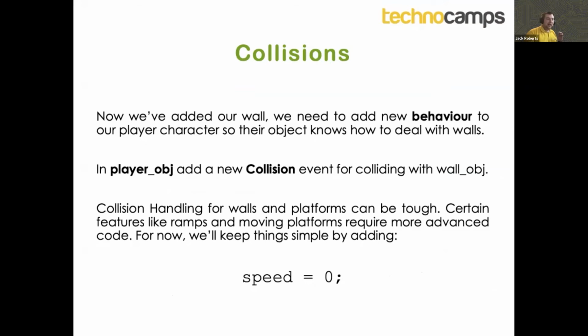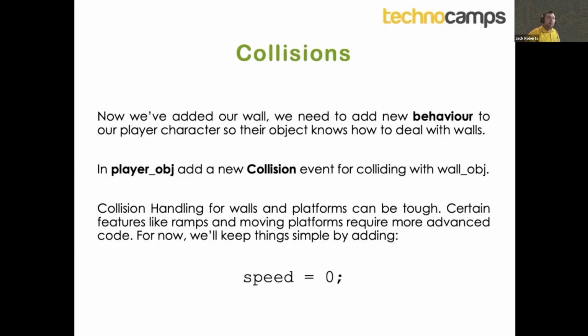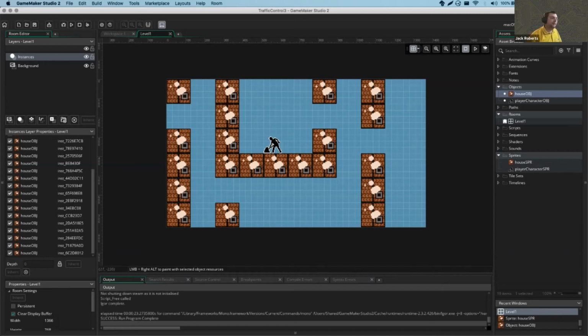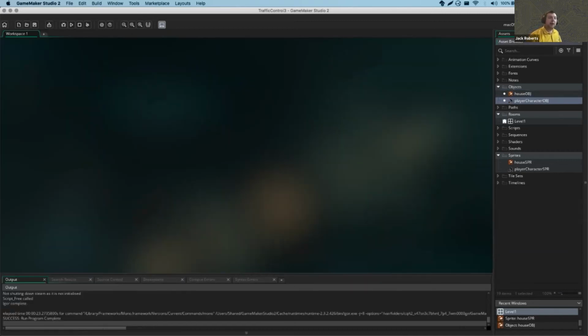Collisions, however, are tough. They're quite difficult to program. So things like ramps, moving platforms, things like that require much more advanced code. Today, though, we're going to do something a little bit simpler. We're just going to set the player's speed to 0 when they touch a wall. So for that, we need to use a collision event. So let's go ahead and open up the player object. So I'm going to open up my player character object.